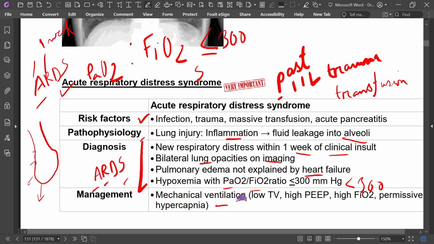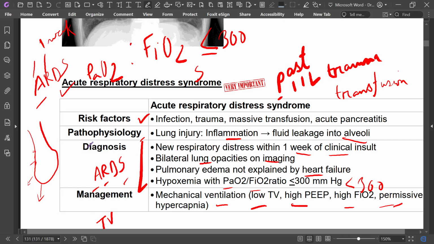Management is mechanical ventilation: low tidal volume, high PEEP, high FiO2, and permissive hypercapnia. So again, the four things: tidal volume should be low, high PEEP, high FiO2, and permissive hypercapnia.